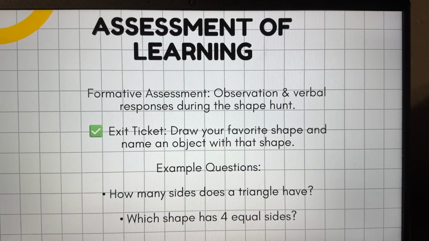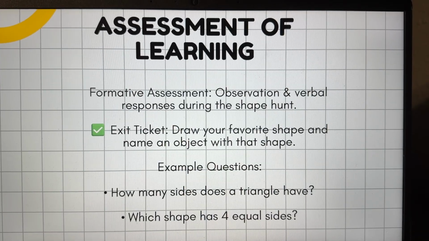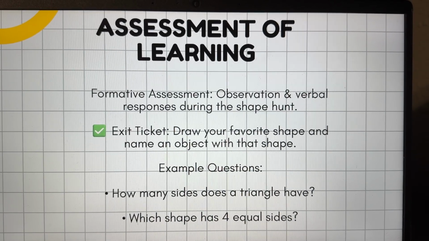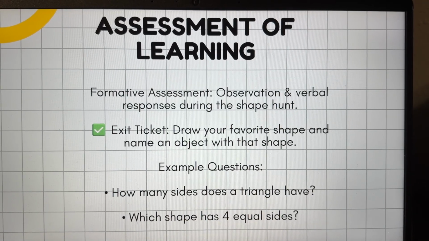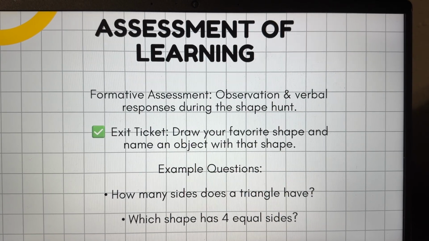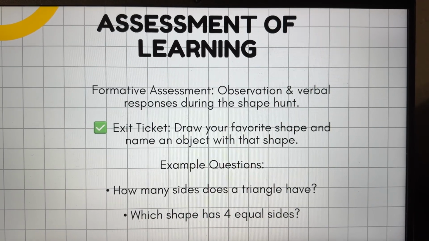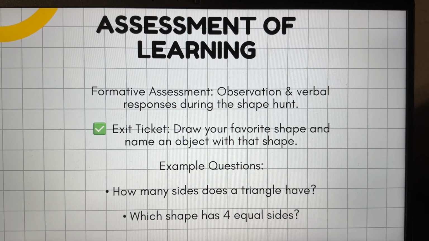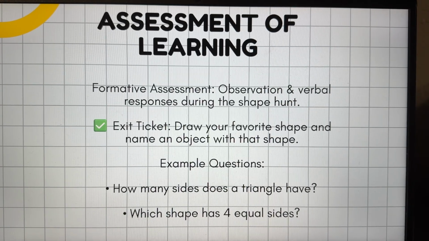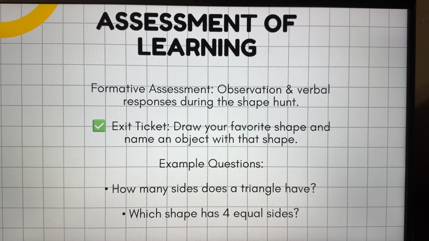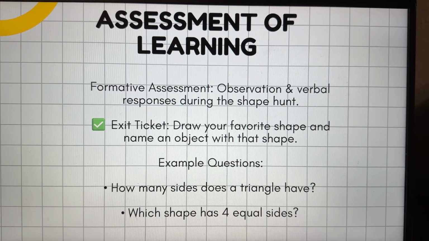Assessment of learning. Formative assessment is going to be observation and verbal responses during the shape hunt. So when they're pointing out their shape, they're also going to tell me verbally what their shape is. For our exit ticket, they're going to draw their favorite shape and name an object with that shape. So for example, circle, they would draw a circle, and then to name the object with that shape, they could say a pizza.